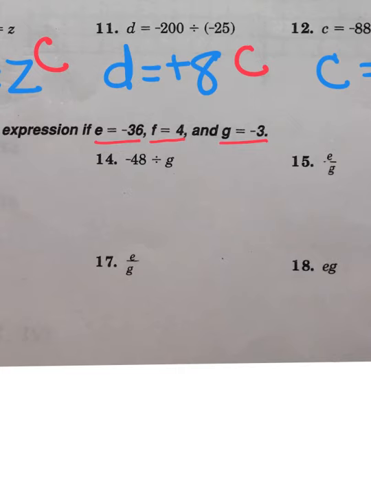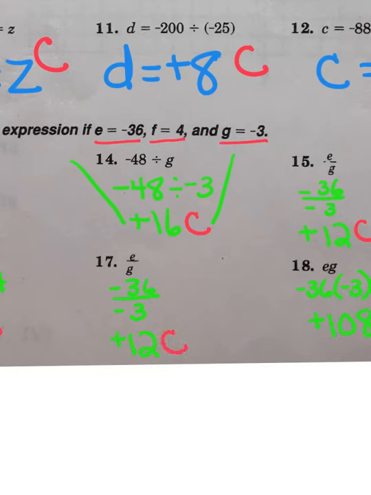Pause the video. Let's check your work. In number 14, you should have gotten a +16. For number 15, e divided by g, you should have gotten a +12. For number 16, you should have gotten a -9. For number 17, it's a repeat of number 15, again, a +12.